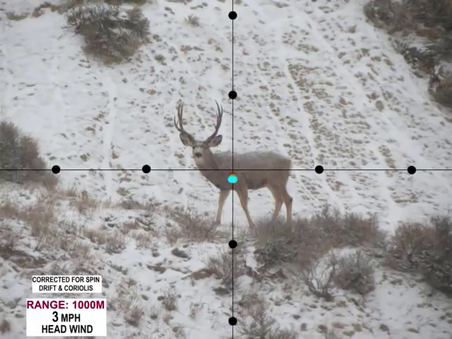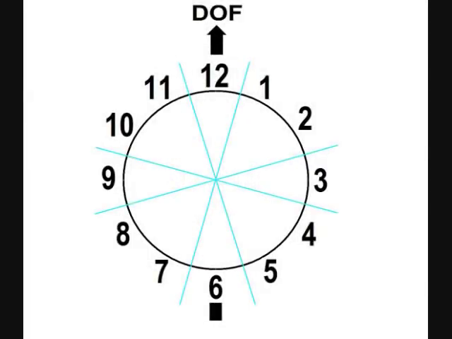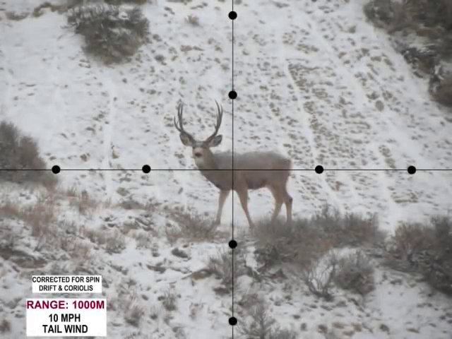So let's take a look at what it would look like if we had a 10-mile-an-hour tailwind that we didn't correct for. A tailwind means the air mass is moving along with your projectile. So it's going to have less drag on the front of the bullet, obviously, and that'll cause you to strike high. By how much? By about this much. You're going to just miss over the top.